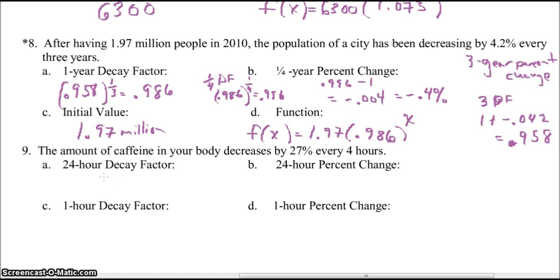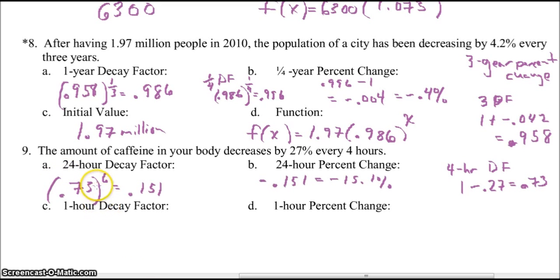Number 9, the amount of caffeine in your body decreases by 27% every 4 hours. Okay, so the 4-hour decay factor would be, let's see, 1 minus 0.27, or 0.73. So that means the 24-hour decay factor would just be, let's see, we're going to need 6 of those 4-hour decay factors because 4 goes into 24 6 times. So 0.73 to the 6th power is 0.151.